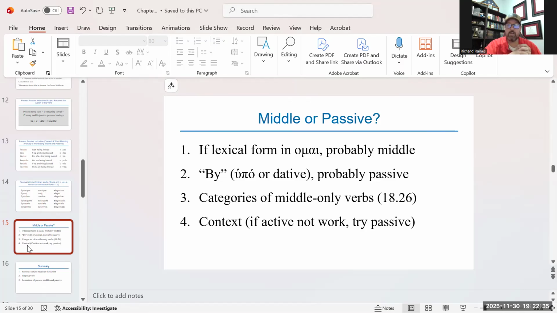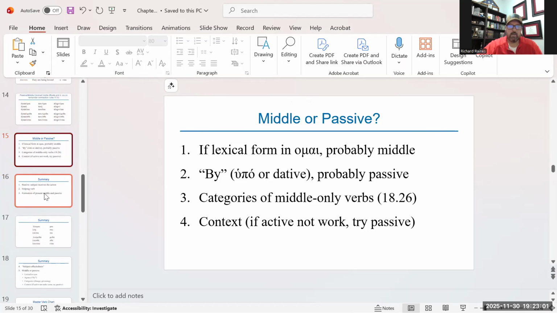Fortunately, you get a 2-for-1 in this chapter because you're learning present middle and you're learning present passive, but they have the same endings. So the only thing you have to remember is the vocabulary words, and you have to remember that you may have to try the active first or the passive first or vice versa in order to get the translation right. Okay.